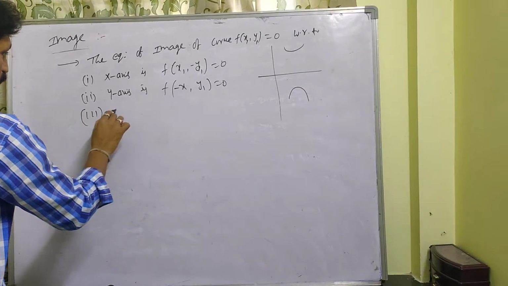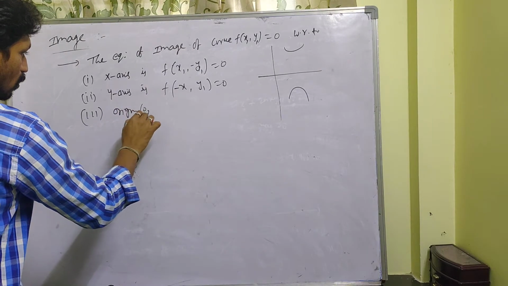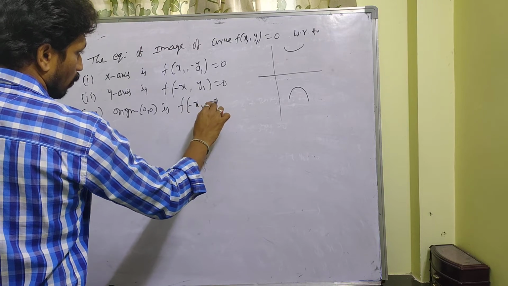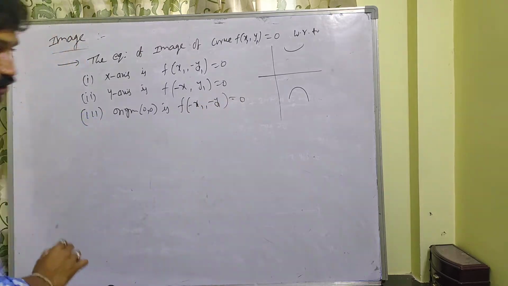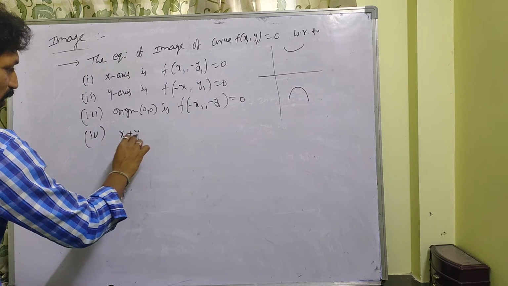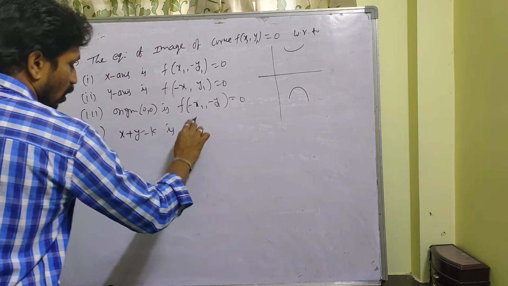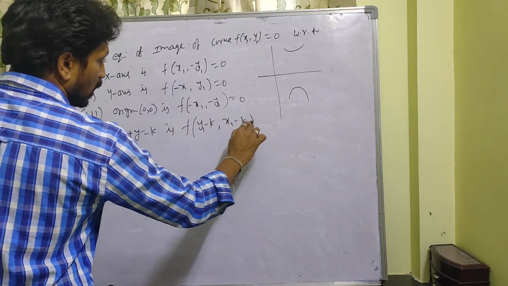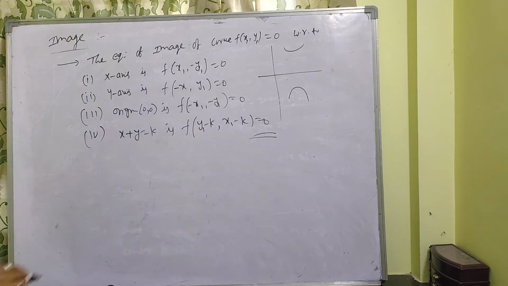With respect to the origin 0 comma 0, it is the same formula: f of minus x1 comma minus y1 is equal to 0. Next, with respect to x plus y is equal to k, it is f of y1 minus k comma x1 minus k is equal to 0. So based on this, you take one example.